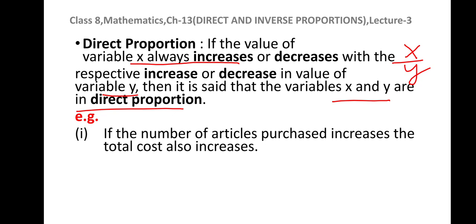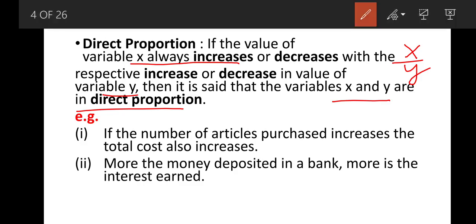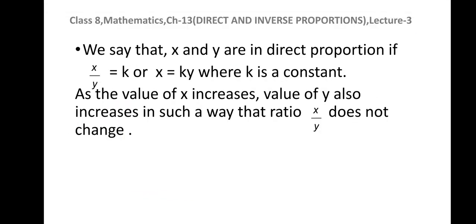If the number of articles purchased increases, the total cost also increases. This is quite obvious. Second example can be, more the money deposited in a bank, more is the interest earned. So here, number of articles will increase, cost also increases. So this is a case of direct proportion. More the money deposited in a bank, more is the interest earned. So these two examples are the examples of direct proportions.